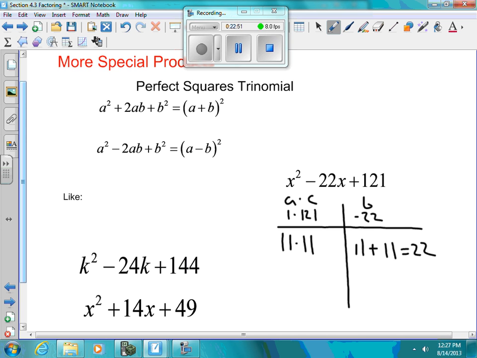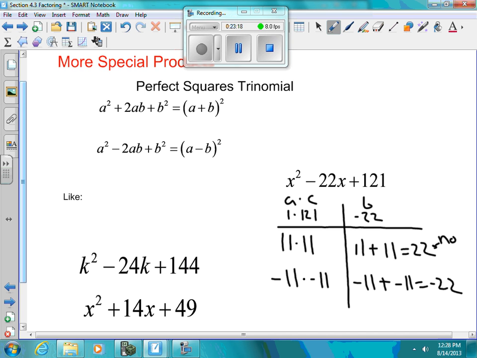So what do we do? Well, they have to be the same term, right? If it's a perfect square trinomial. So to get a negative 22 when we add them together, let's try making them both negative. This one's a yes, by the way. The negative 11 times negative 11 is still positive 121. Negative times negative makes it positive. But when we add them together, we get negative 22.